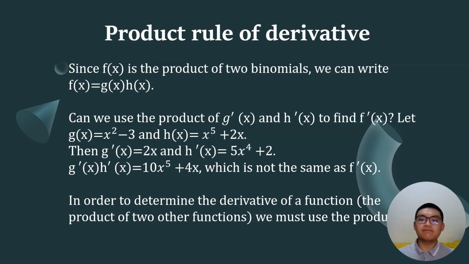So, for our example, f prime of x equals 2x times x to the power of 5 plus 2x, plus x squared minus 3 times 5x to the power of 4 plus 2. So by using the product rule, we can correctly find the derivative of the product of two functions.